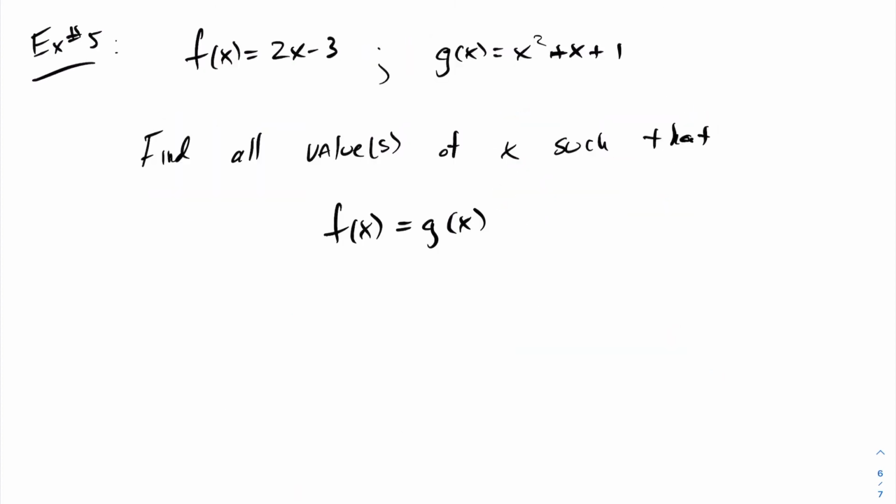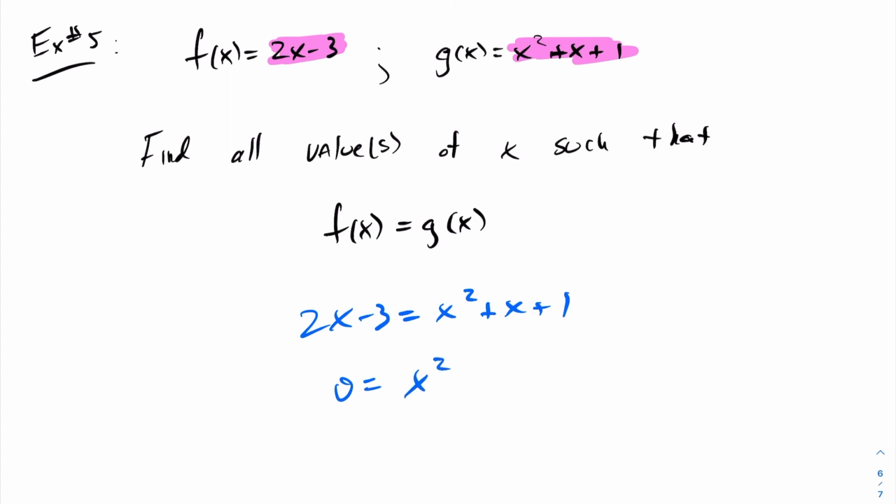Let's take a look at another example. In the following example, we're given two functions. One is 2x minus 3, the other is x squared plus x plus 1. And again, we want to find all values such that now the two functions are equal. So equating these, we have 2x minus 3 equals x squared plus x plus 1. Whenever solving this, you just bring everything to one side, in which case we get 0 is x squared minus 2x plus x plus 3 plus 1, and I get 0 is x squared minus x plus 4.